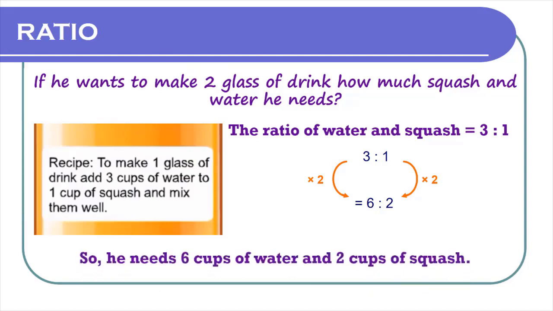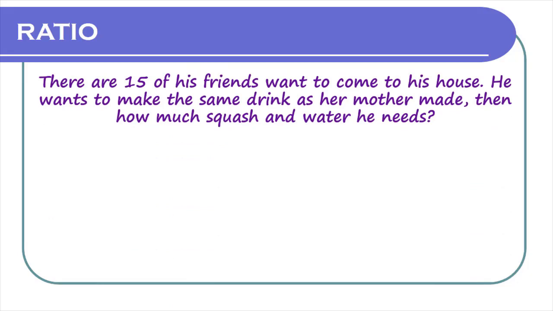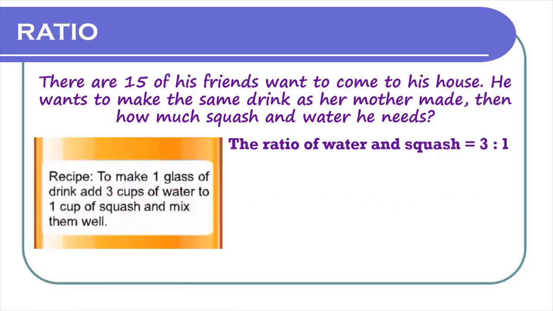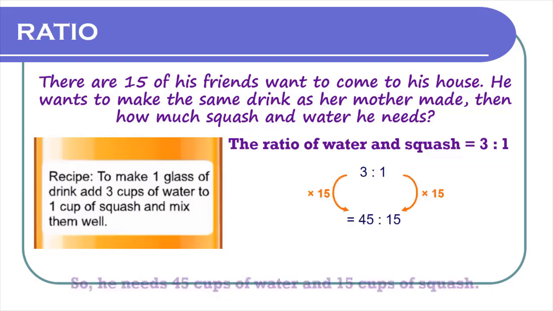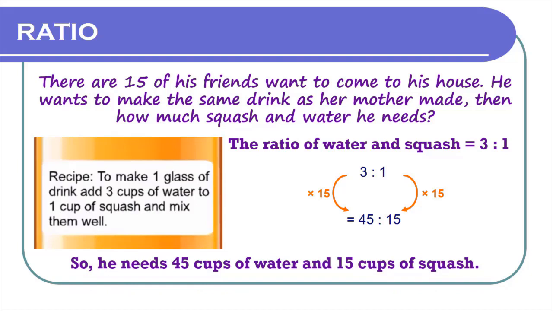What if 15 of his friends want to come to his house? Then how much squash and water does he need? Based on the ratio of water to squash being 3 to 1, if you want to make 15 glasses of drink, you need to multiply both numbers by 15. It means that you need 45 cups of water and 15 cups of squash.